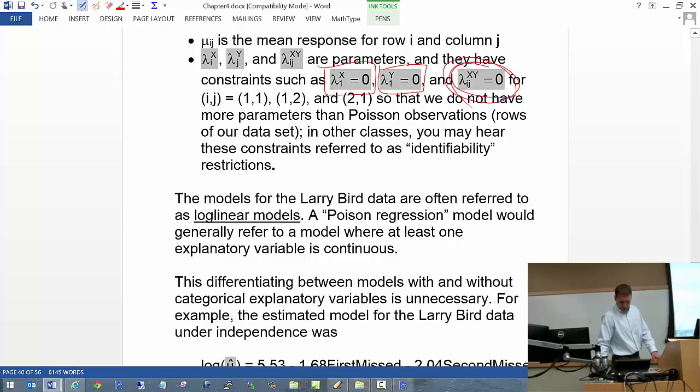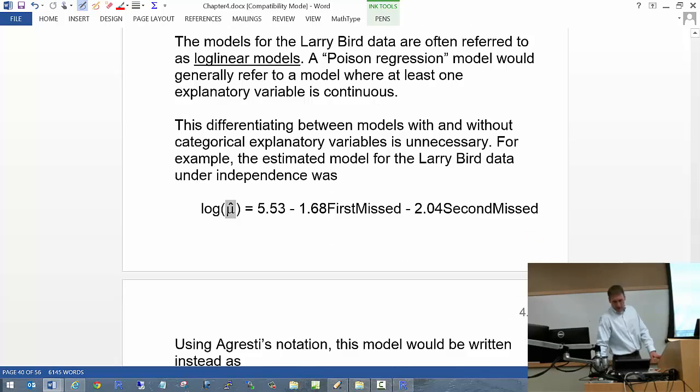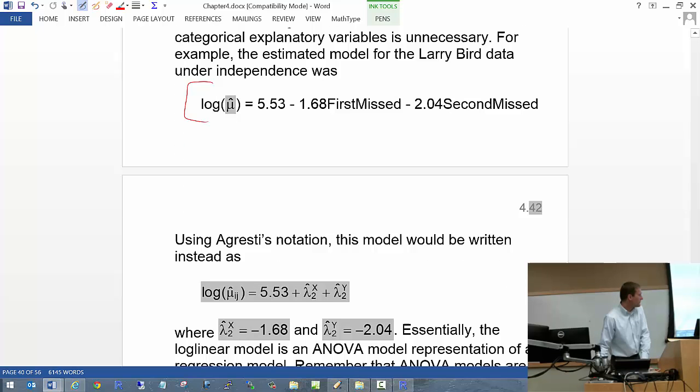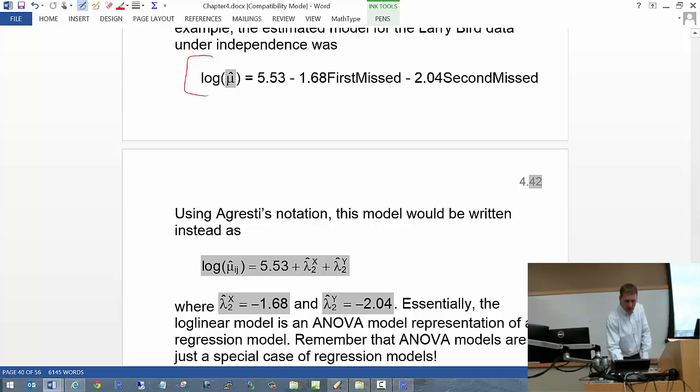Okay. Now, again, this is just a different way to write the same exact model that we had just written, at least in estimated form, for the bird data. Same exact model. And so, this is what we had with the bird data, the estimated model. Now, using this alternative ANOVA-like format, instead you would write the model like this.